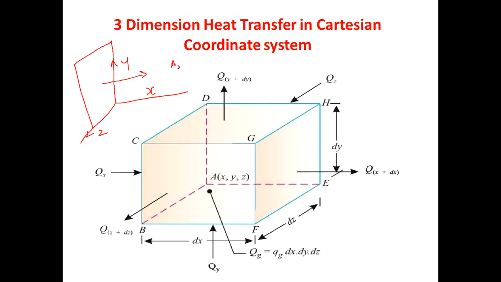Area in the x direction is dy dz. The elemental area you want to take is dy dz. Here also it will be the same, dx. The lengths will be dx, dy and dz. Pause the video, note down the sketch properly and then continue to the next.